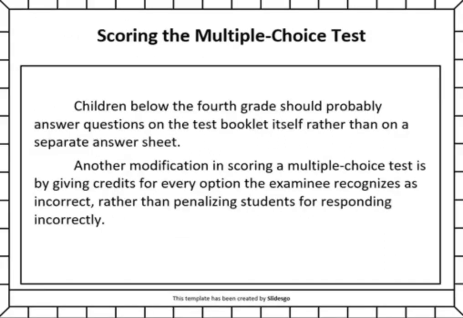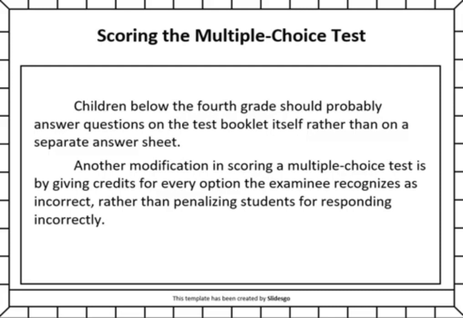Now for the scoring of the multiple choice test. So children below the 4th grade should probably answer questions on the test booklet itself rather than on a separate answer sheet. A separate answer sheet is an advantage to older children since the scoring time and the scoring and counting errors can be reduced. It can also facilitate the analysis of the class's response to each item for diagnosis.